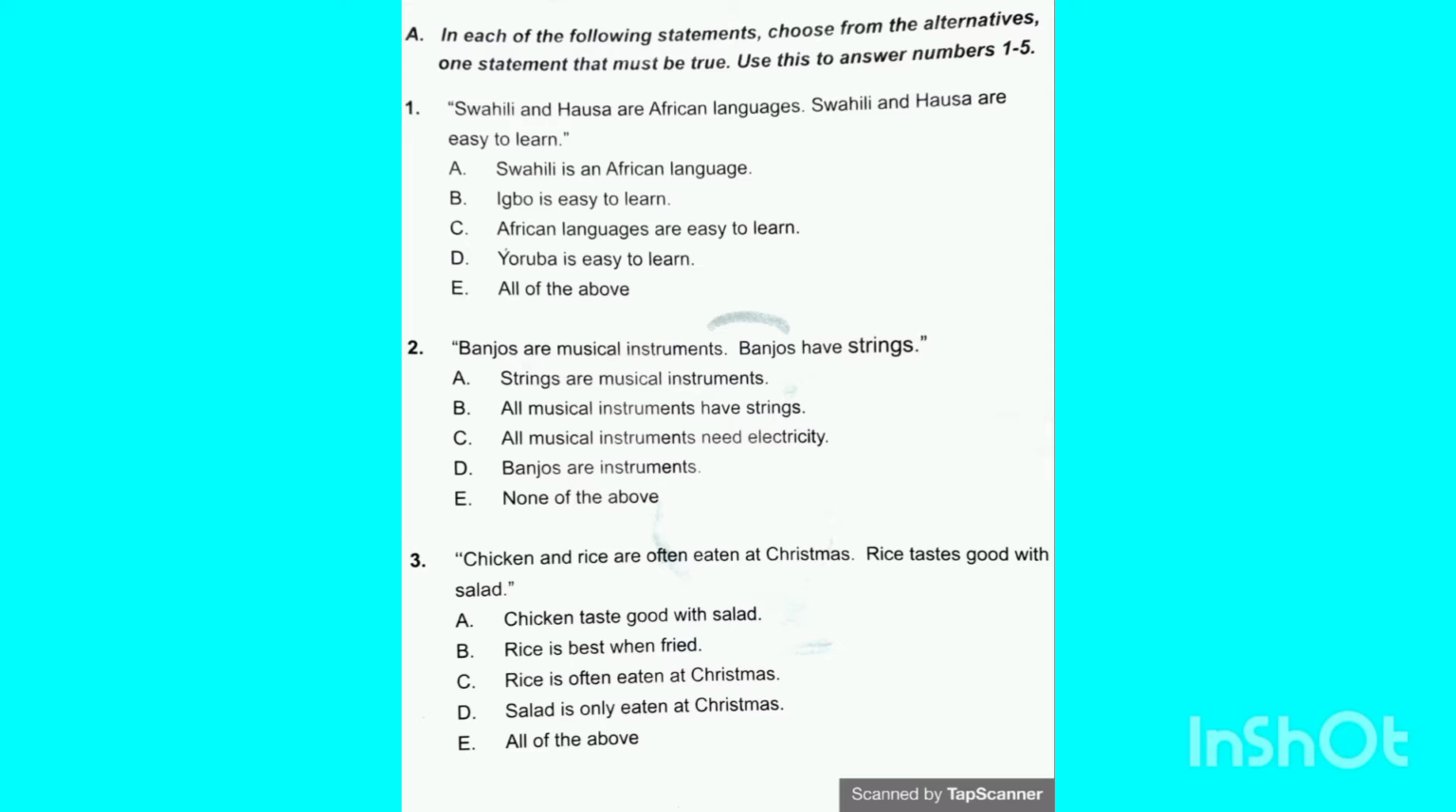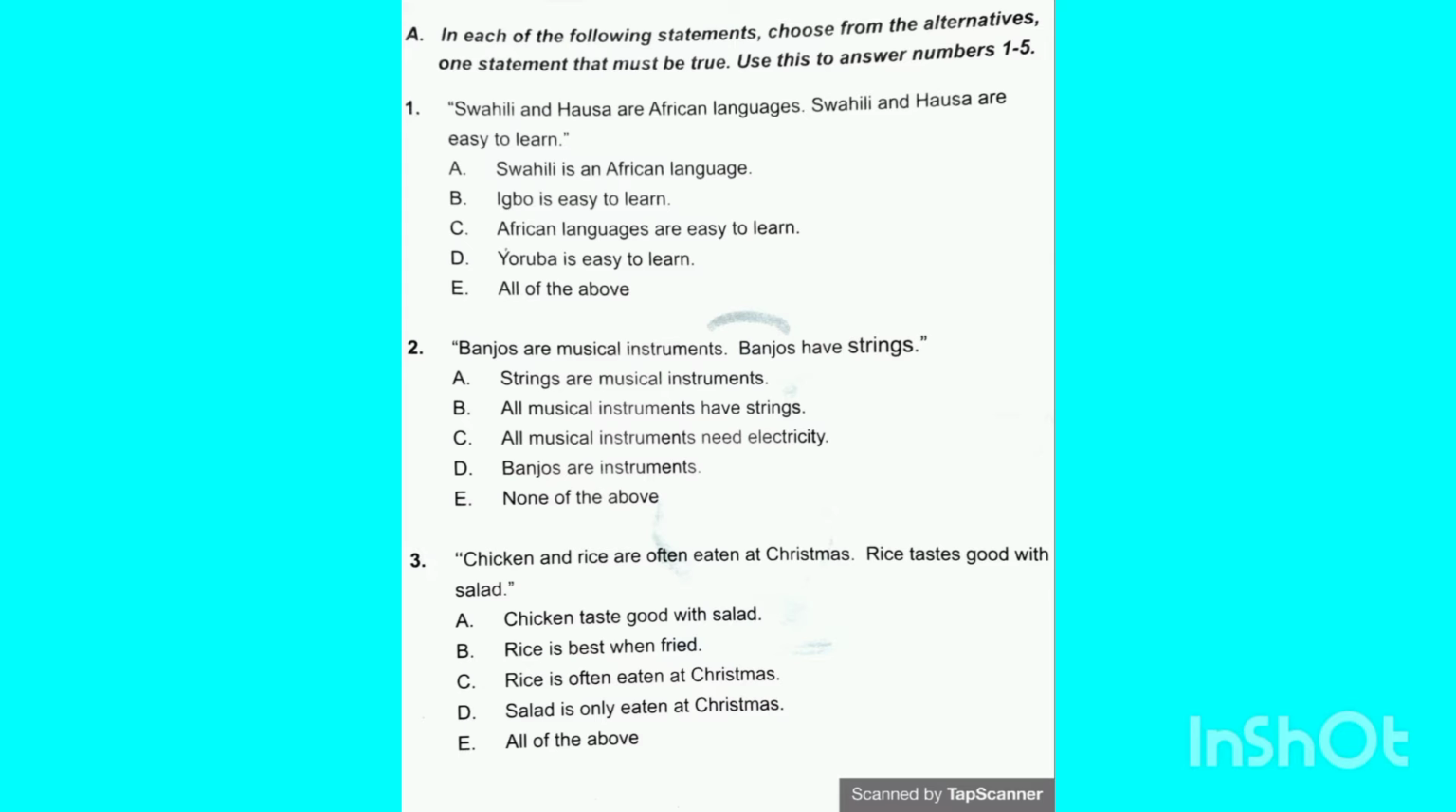Yoruba is easy to learn. We don't have Yoruba in the statement. Igbo is easy to learn. We don't have Igbo in the statement. Neither is it all of the above. So our answer is between Swahili is an African language and African languages are easy to learn. But in the statement we have Swahili and Hausa are African languages. Therefore, our answer is A. Swahili is an African language.